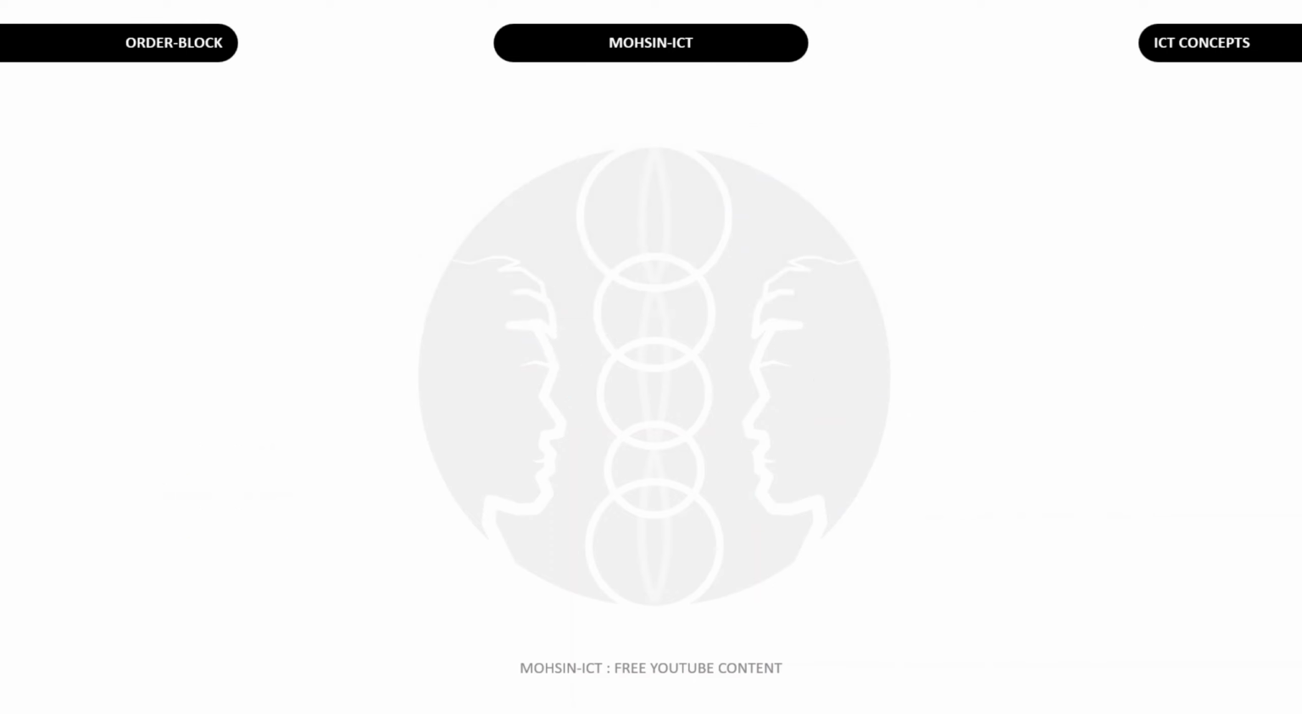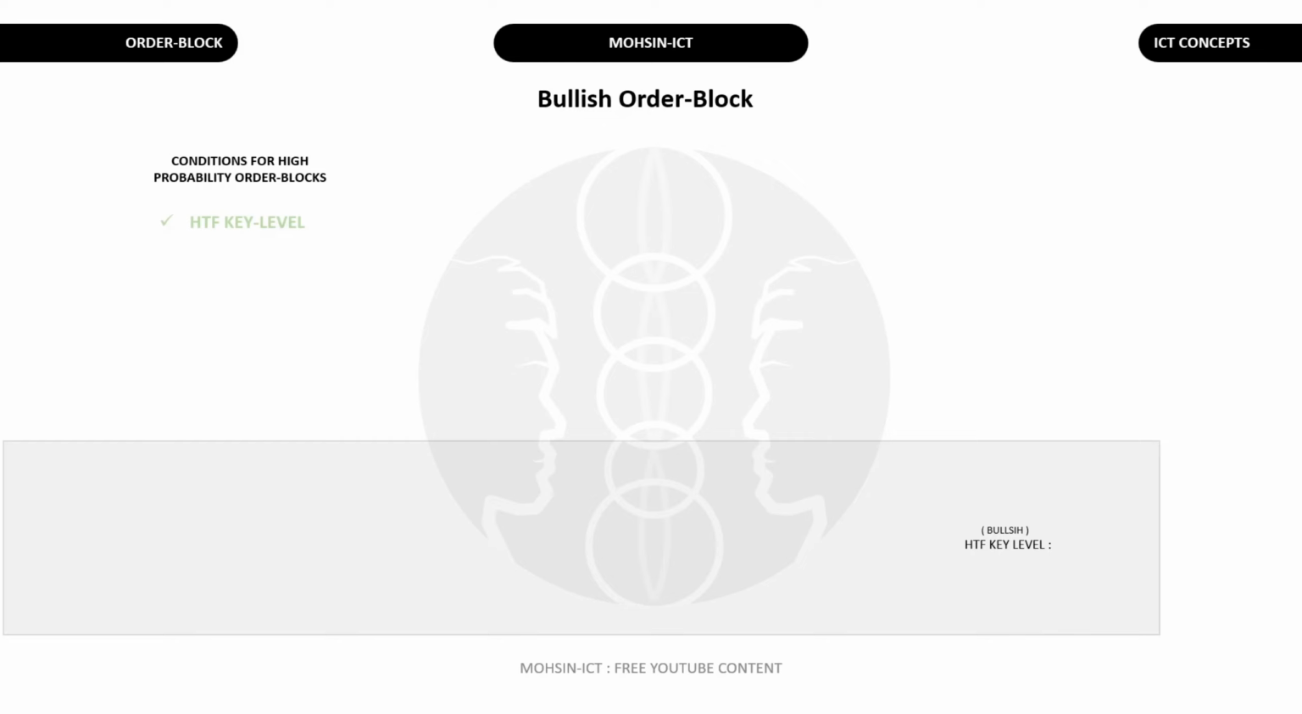Now, let's proceed to the bullish order block. As I told you, our very first condition is a higher time frame key level. We look for the highest probable order block at a higher time frame key level. This key level can be on any time frame which you prefer to be the highest time frame. For me, I look at daily and 4 hour, or sometimes even 1 hour. But most of the time I look for a 4 hour or daily higher time frame key level.